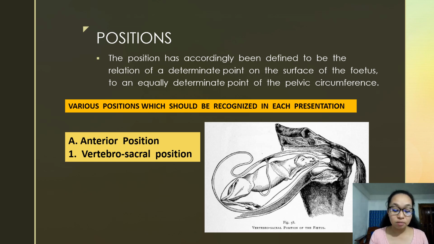So let's take a look first at the anterior position under the vertebrosacral position. This is the most favorable and the most frequent of all, and is said to be the only natural position. The vertebrae of the fetus correspond to those of the mother, its withers touching the sacrum of the latter, then the belly corresponding to the abdominal parietes, and its sternum to the pubis. This is sometimes named the first anterior position.